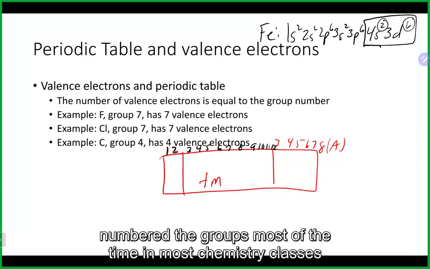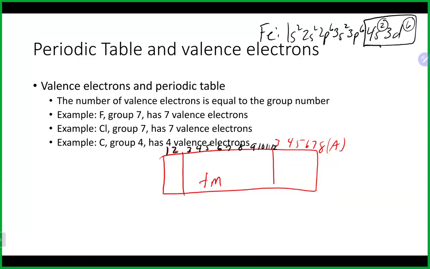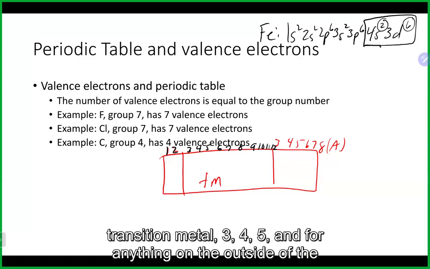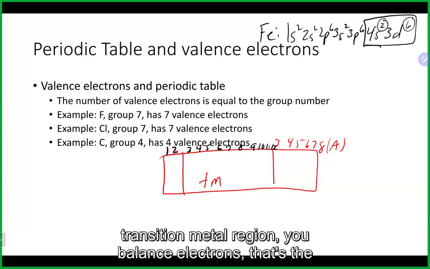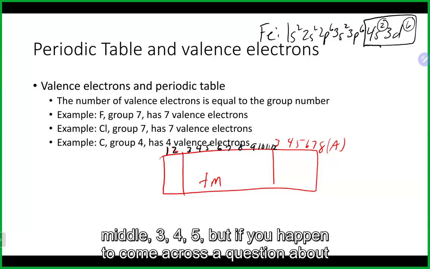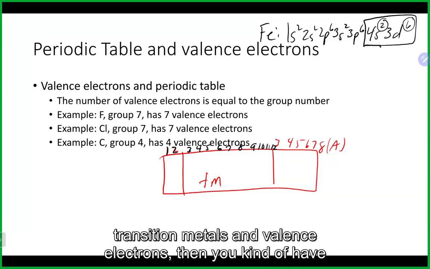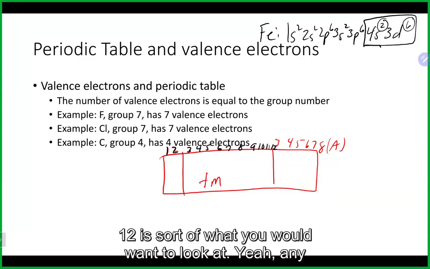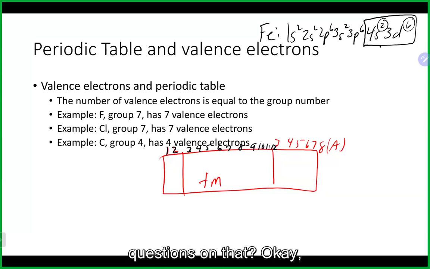Most of the time in most chemistry classes, we use the A numbering, which is 1, 2, skip the transition metals, 3, 4, 5. For anything outside of the transition metal region, you want valence electrons, that's the numbering you should go with, the normal 1, 2, skip the middle, 3, 4, 5. But if you happen to come across a question about transition metals and valence electrons, then you have to revert back to the middle here, like 3 through 12 is sort of what you would want to look at. Yeah. Any questions on that? Okay.